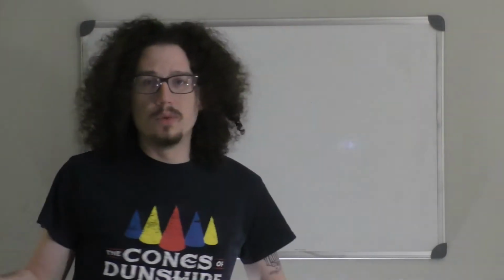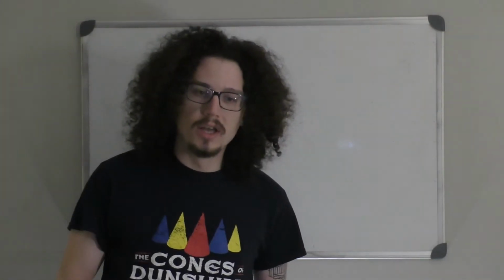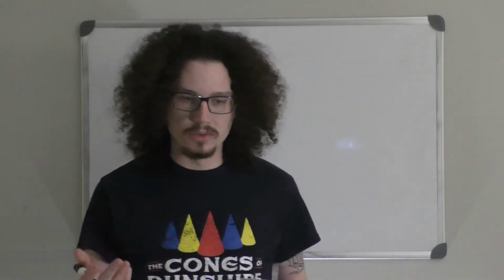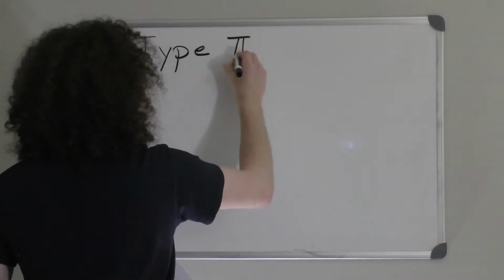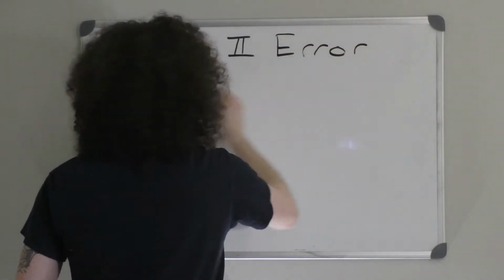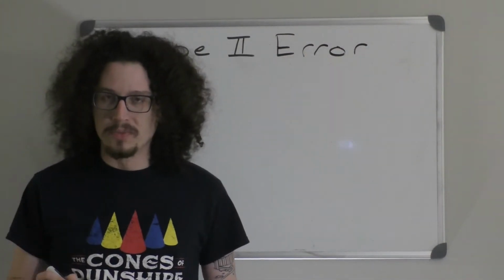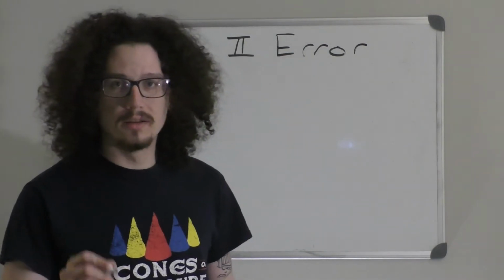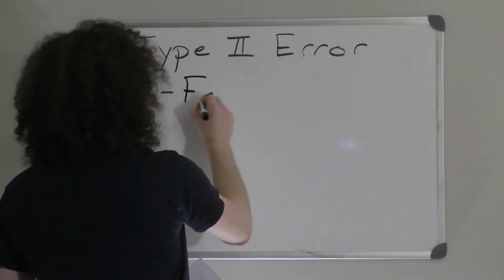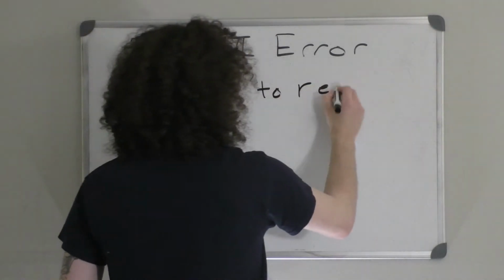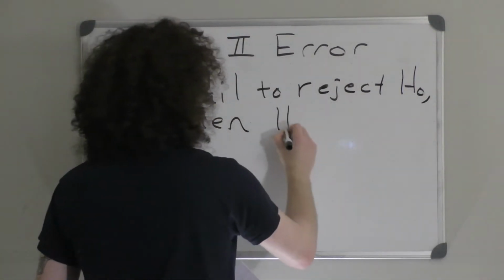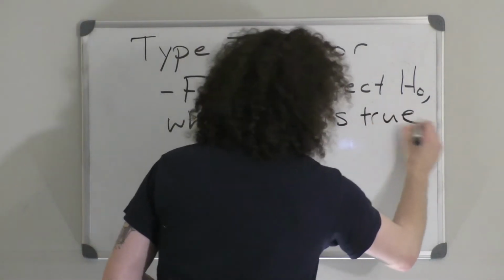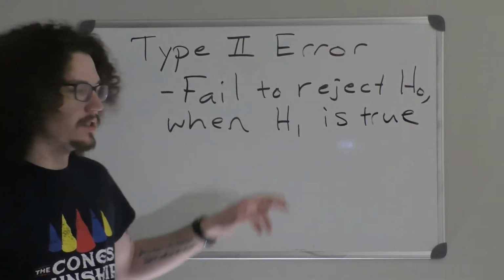Now, if we have type 1 errors, that would indicate that there are also other types of errors, and that is correct. There's one other type of error that we're going to talk about, and that is a type 2 error. A type 2 error is when we fail to reject the null hypothesis when our alternative hypothesis is true.